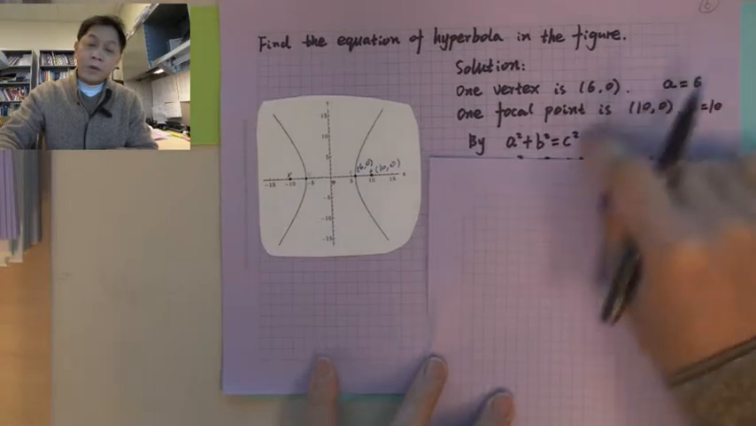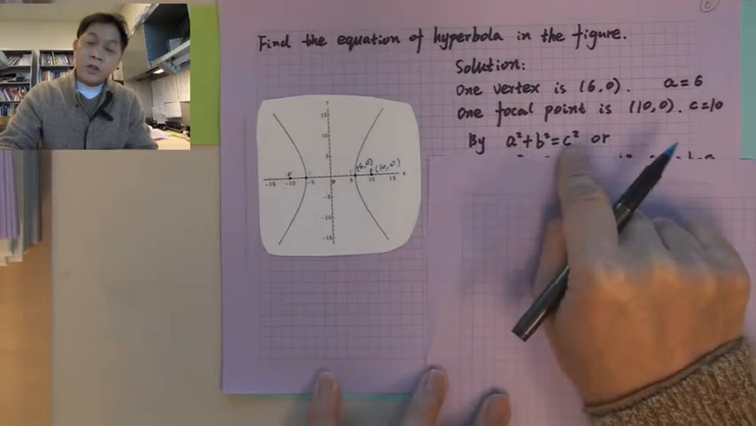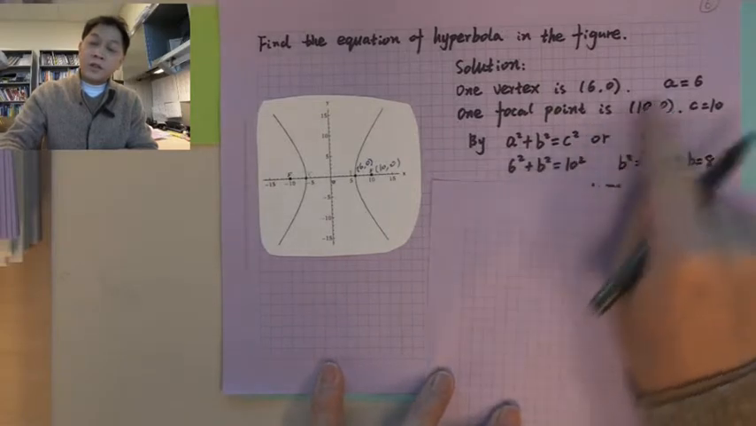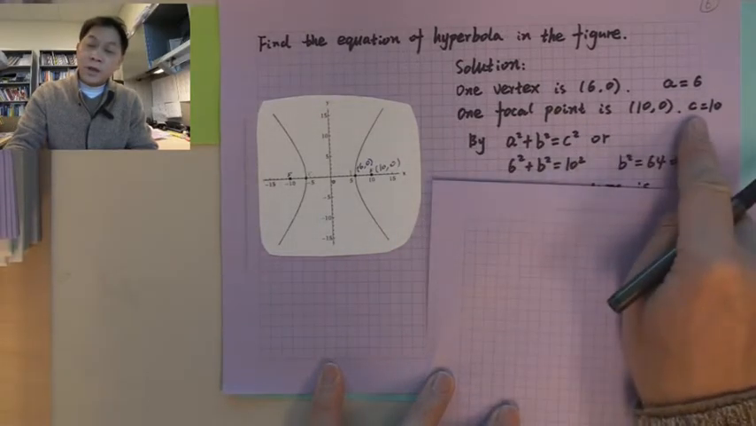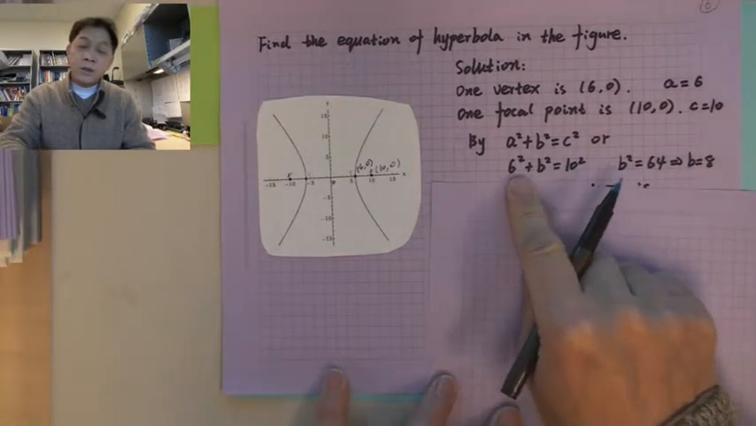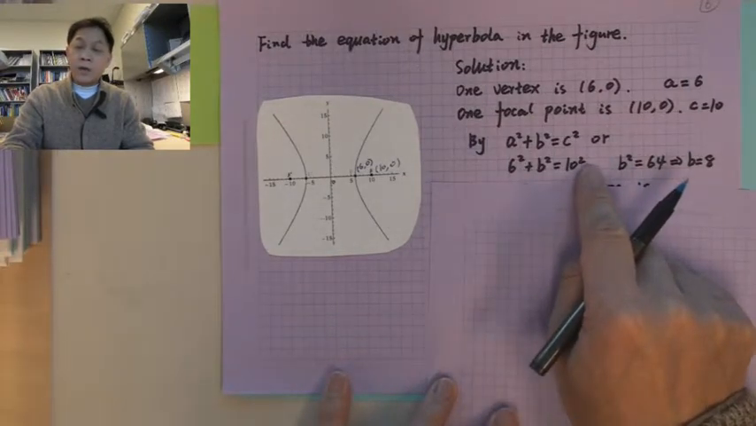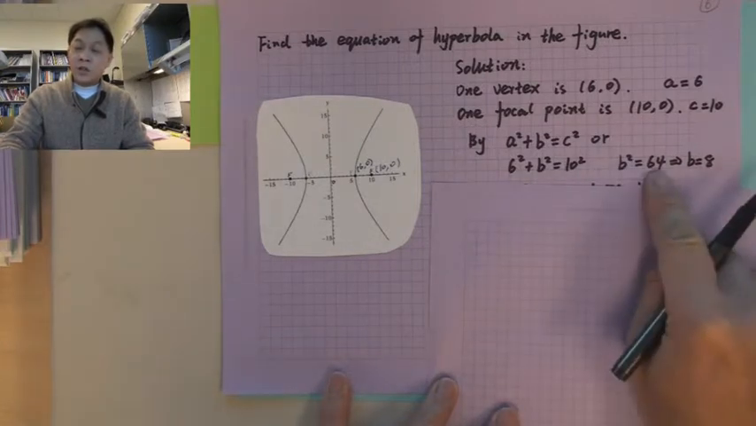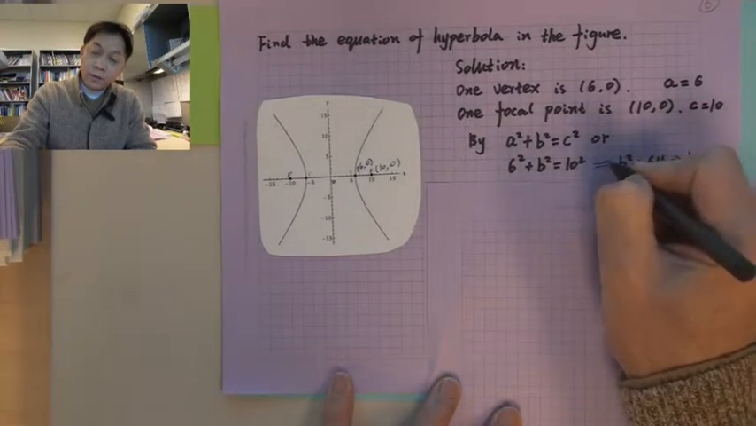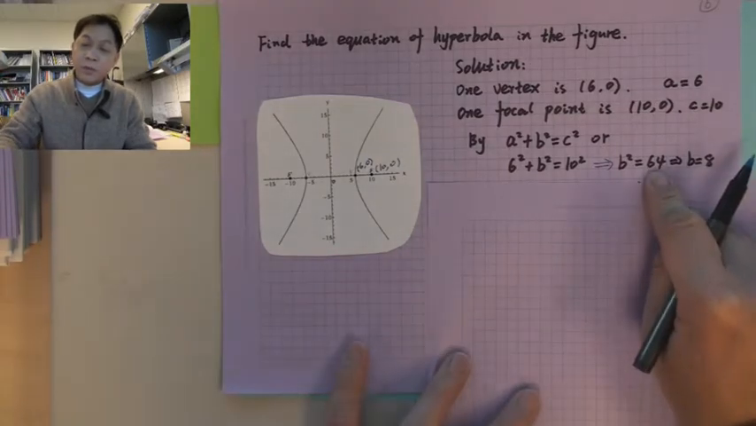Now you have to remember this one in a hyperbola, which is A squared plus B squared equals C squared. A is 6, and C is 10. You plug in, and you can find B. That's easy to find. 6 squared is 36, and 10 squared is 100. So B squared has to be 64, and then B is 8.